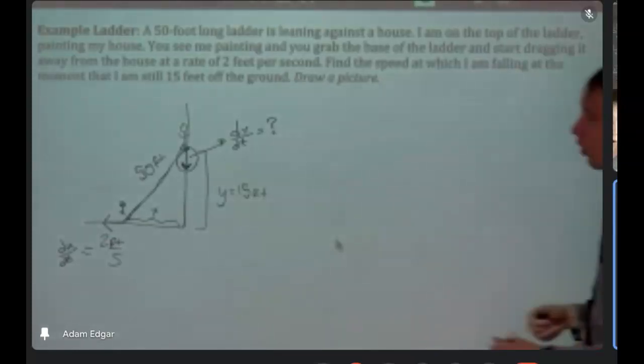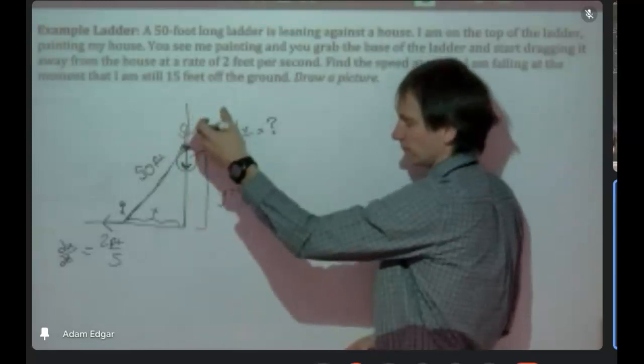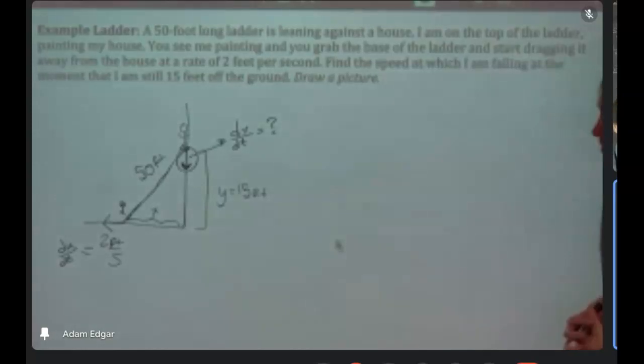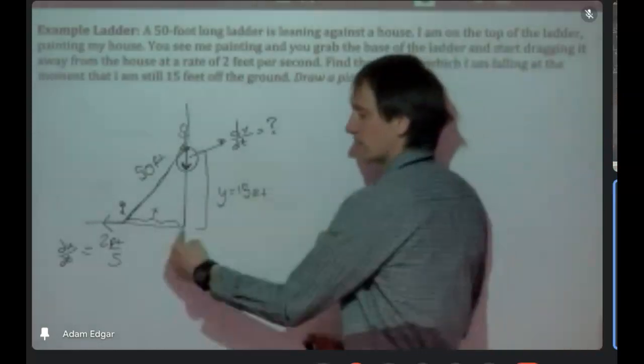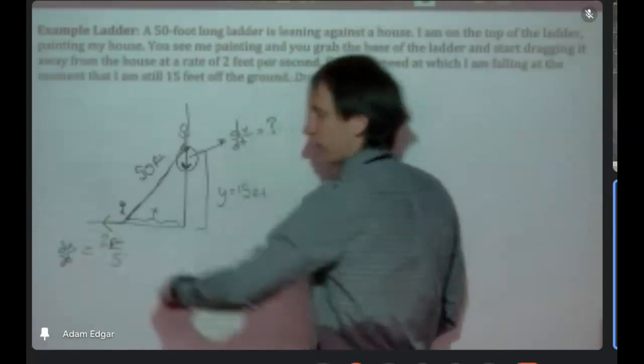So the y, the height of the ladder, or the height of me up there, is a changing value, so that needs a variable y. The distance from the house to the base of the ladder is changing because you're pulling the ladder away from the house, so that needs another variable x.